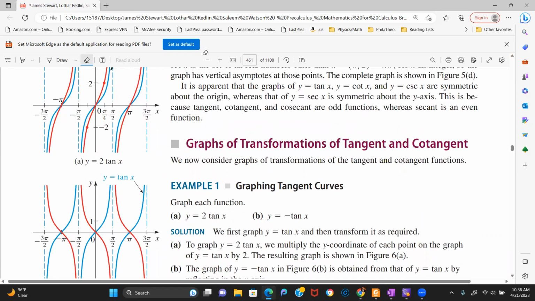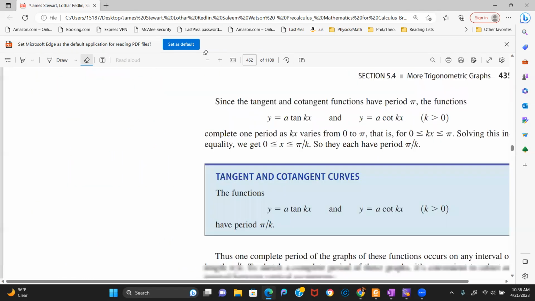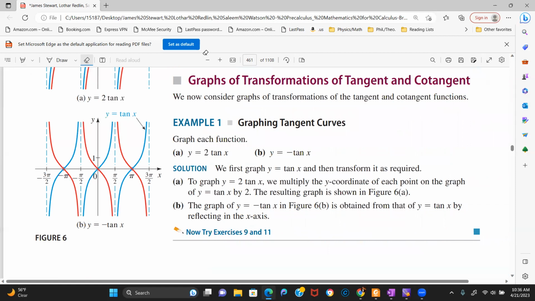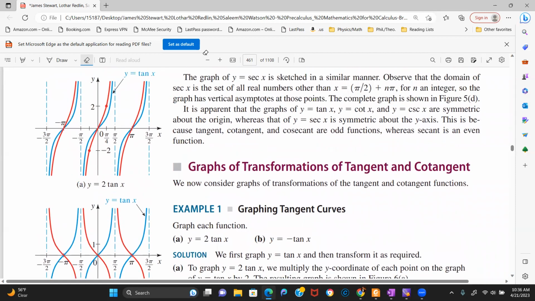All right, so yeah, now that you know the basic graphs of tangent and cotangent, and then the other ones, secant and cosecant, you can look at transformations, which is basically everything we've been doing so far. And this is why I wanted to use the book, because these are kind of hard to graph. So you have 2 tangent x.